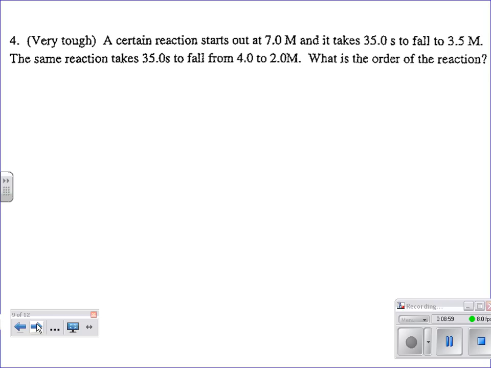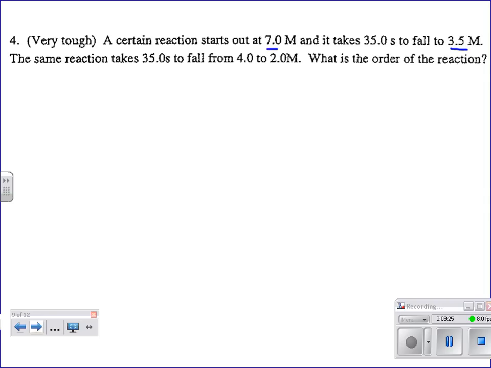Okay, number 4. Very tough. Well, not really. We don't even really have to do any math on this part, because when we read through here, we just have to think about the concept. You read through this problem, and it says a certain reaction starts out at 7 molar, and it takes 35 seconds to fall to 3.5 molar. So you should be looking at that and thinking to yourself, half-life.